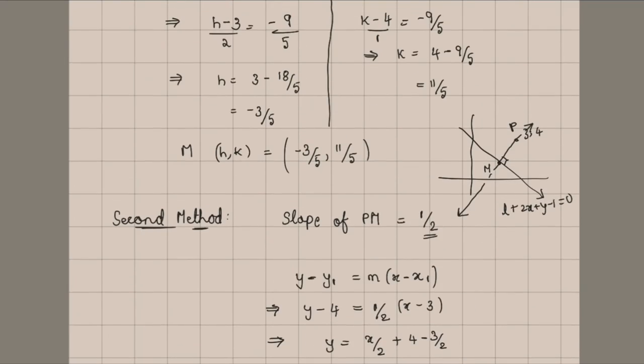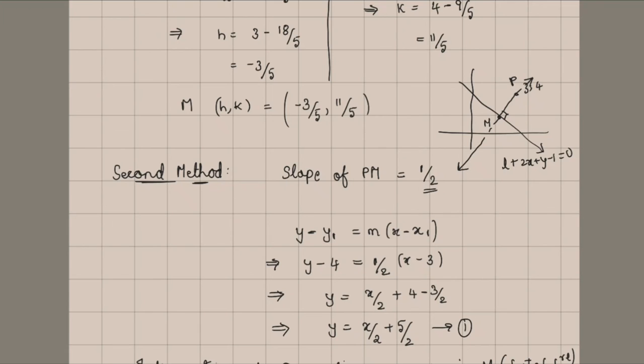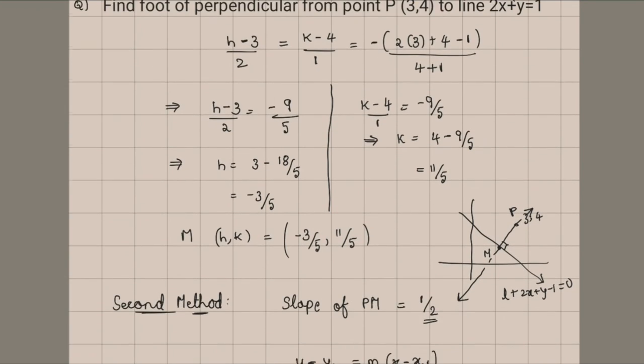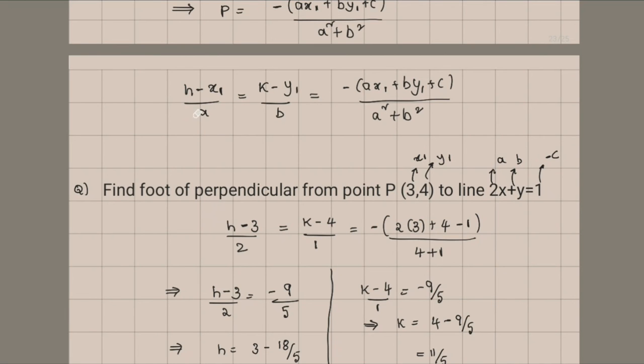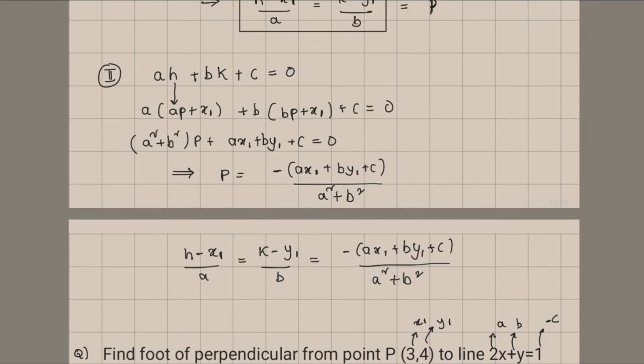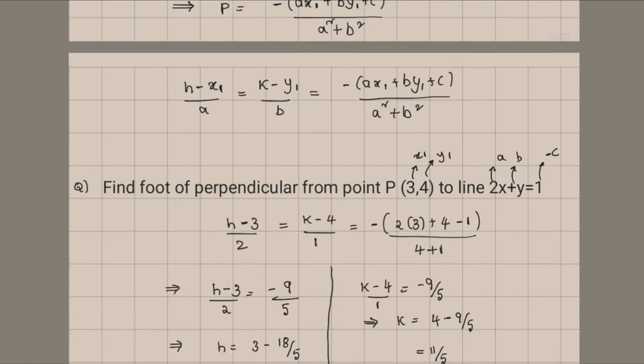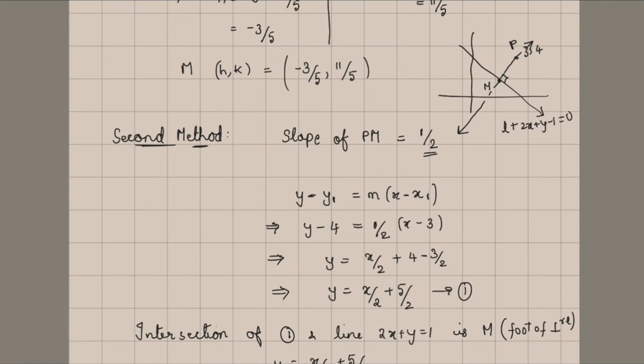So by these two we got the same answer. These two are different methods. The first method is directly substituting in the equation which we have solved here, and the second one is to find the equation of line PM and intersect it with the line L. So find the intersection point, which is the foot of the perpendicular.